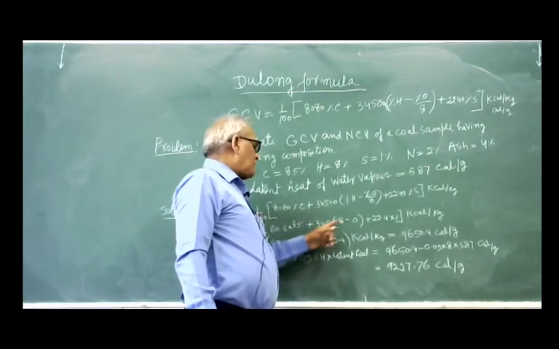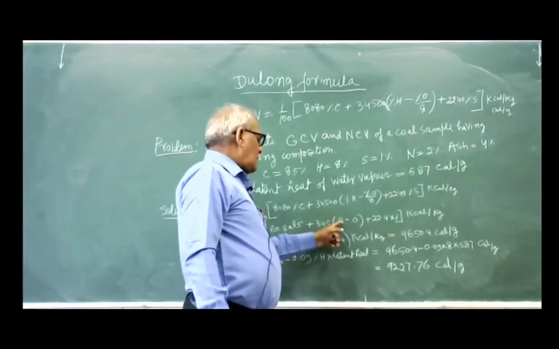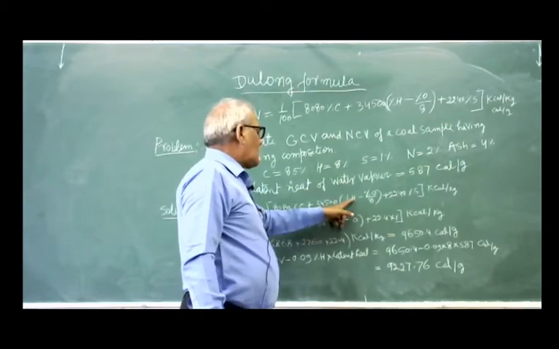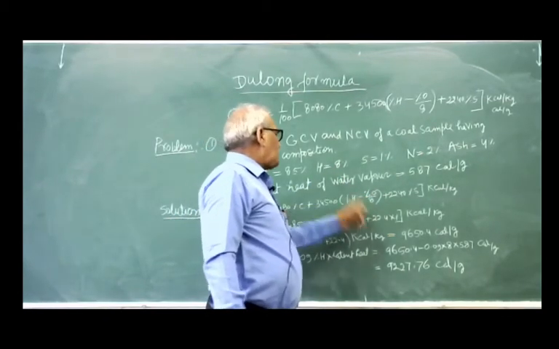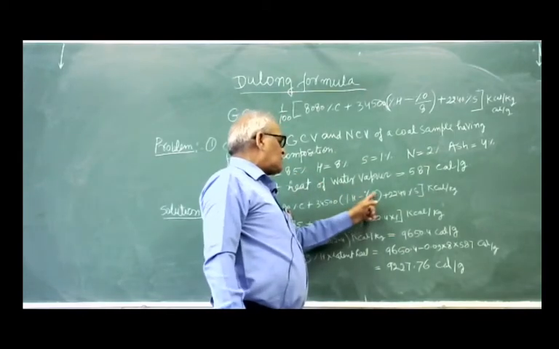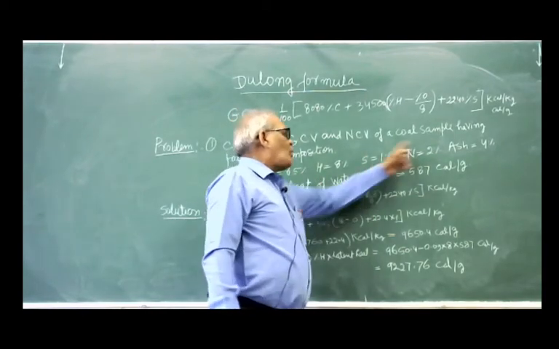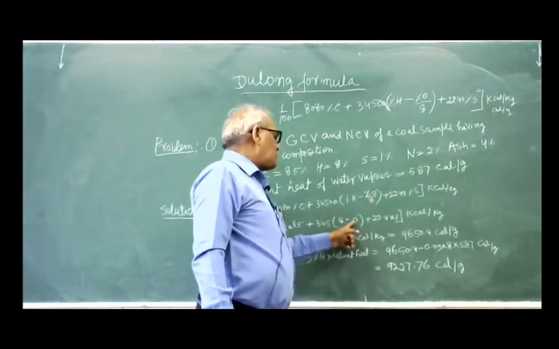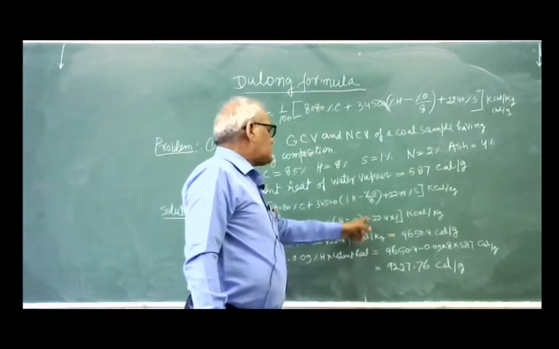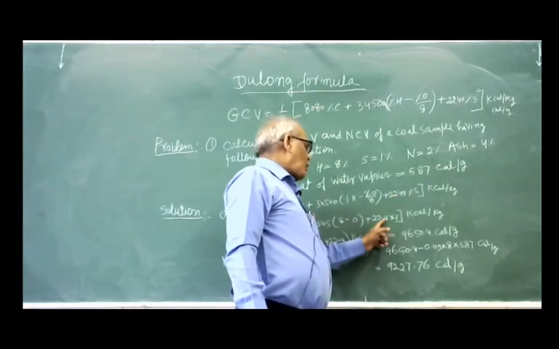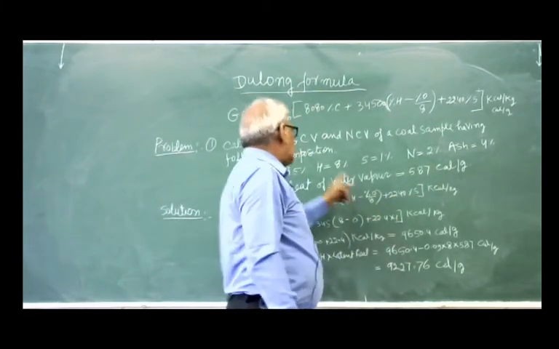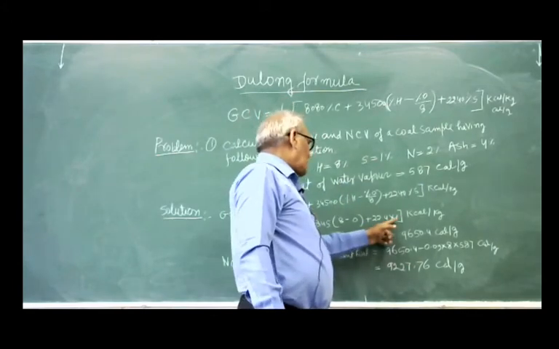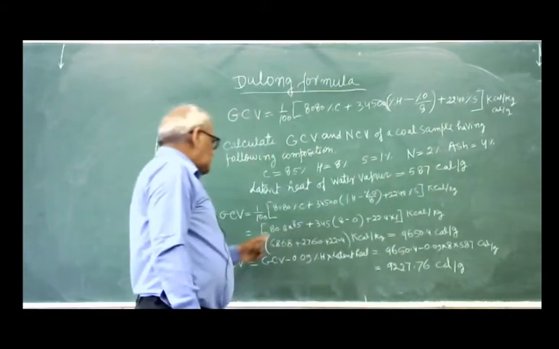Percentage of hydrogen is 8, minus percentage of oxygen, there is no percentage of oxygen, so it is 0. So I put here 0, plus 22.4 multiplied by 1, that is the percentage of sulfur is 1, so I put here. So calculating all these you will get 6868.